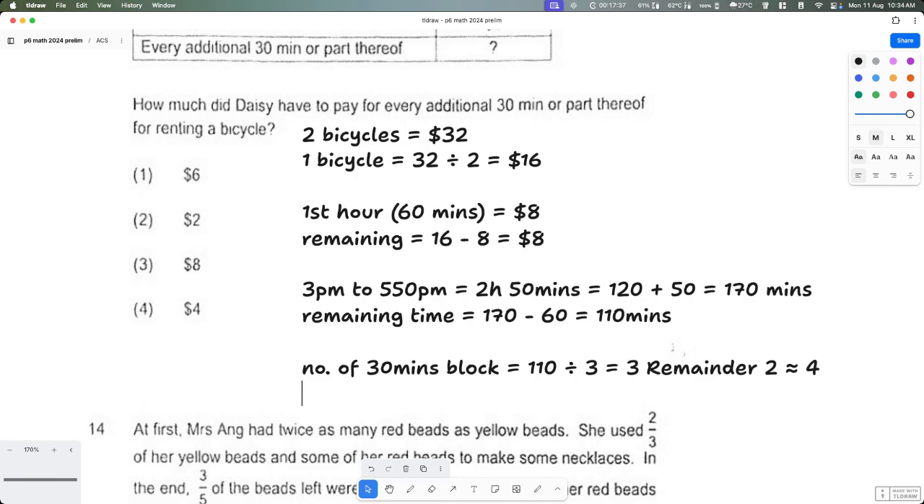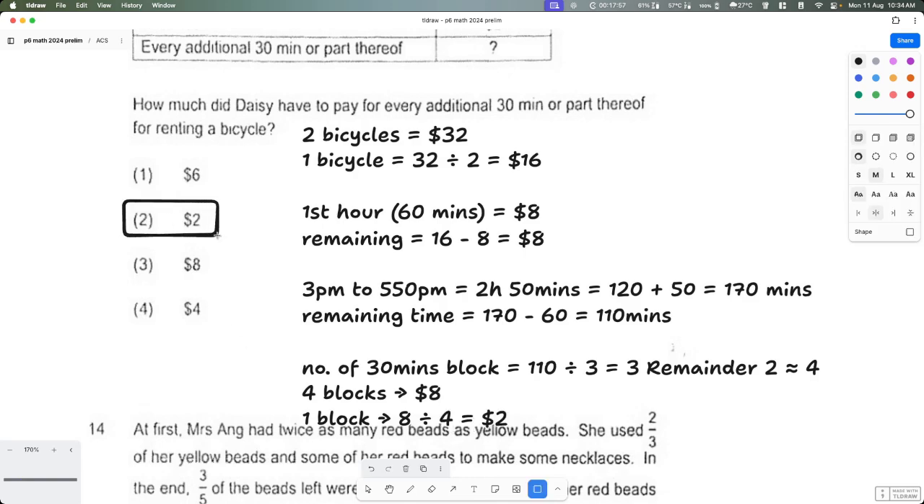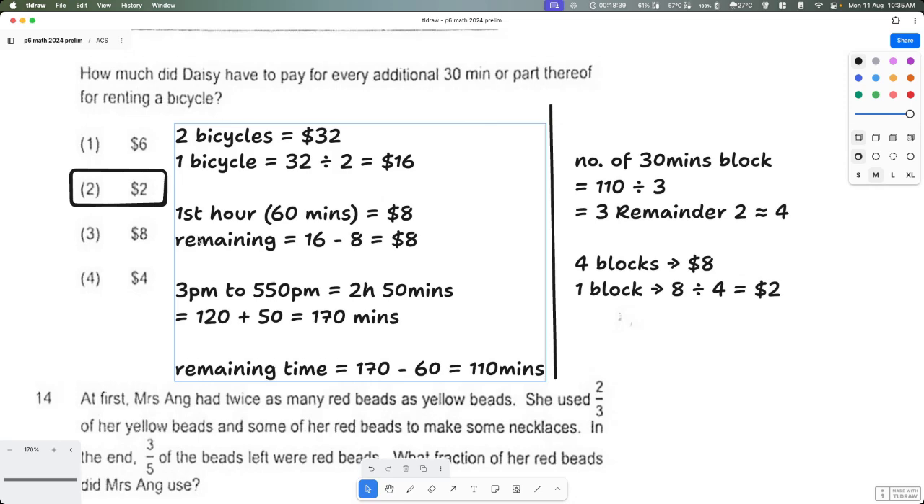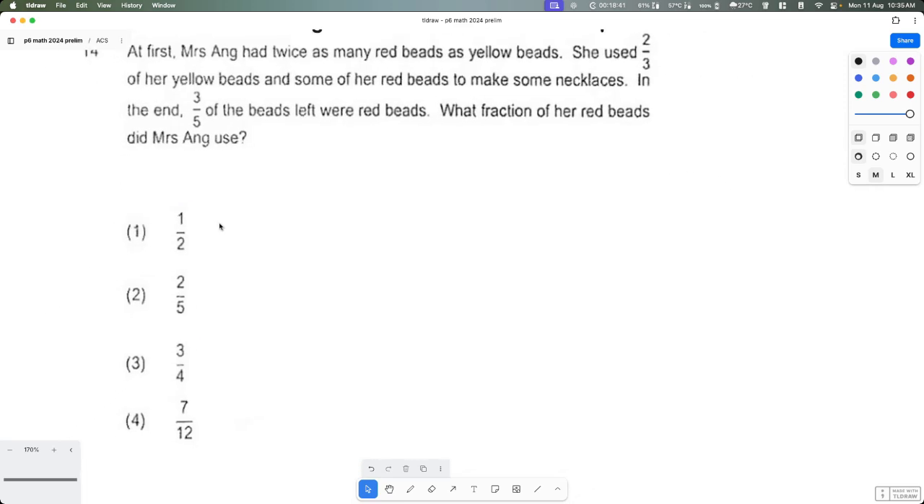Now we know that the remaining is $8. So 4 blocks is equal to $8. From here, 1 block is equal to 8 divided by 4, and this is equal to $2. So the answer to this is $2 over here. All right, so that's about it. Let's move on to question number 14.